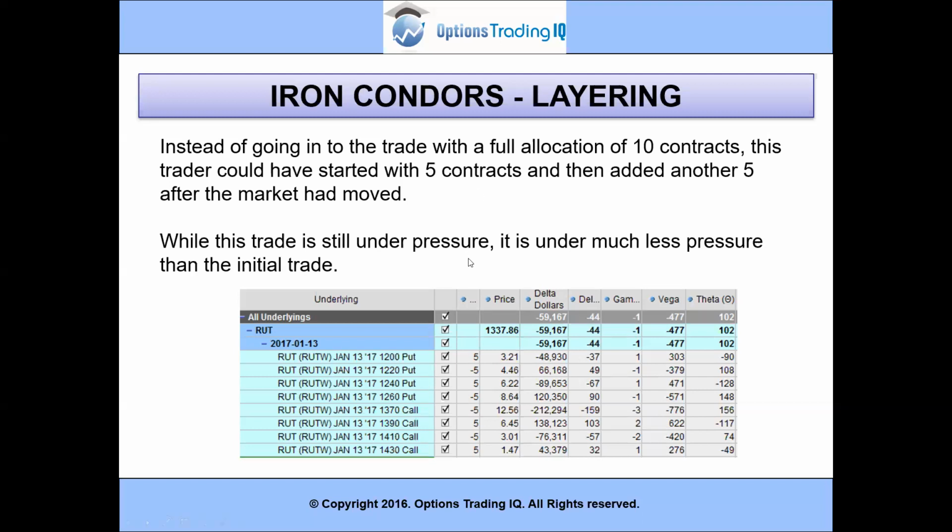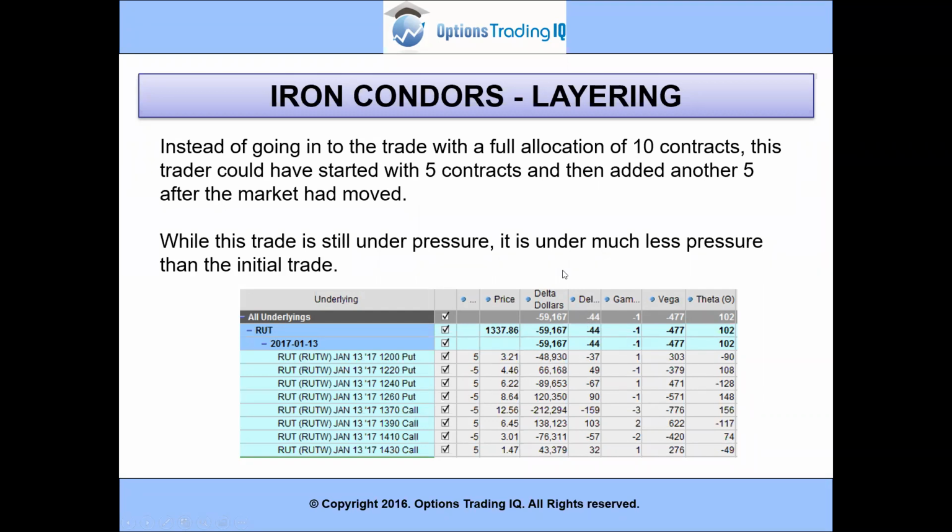So if this trader had done this, instead of having 113,000 delta dollars, he's only got 60,000 delta dollars. It's still under a little bit of pressure for sure. That's a pretty high exposure. Delta theta ratio is 44%. It's still reasonably high, but it's much lower than it was on the other position.